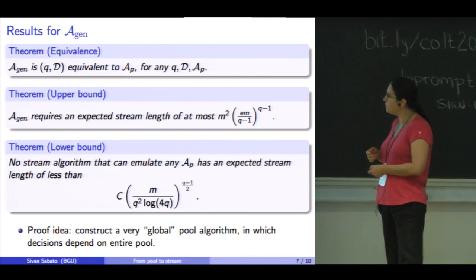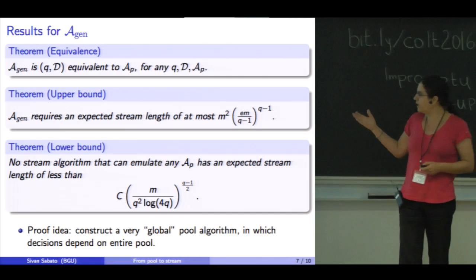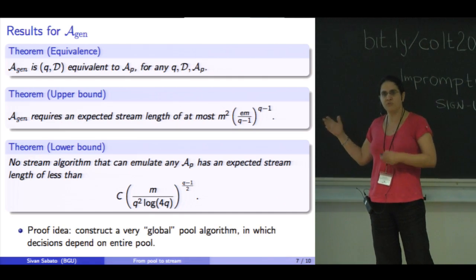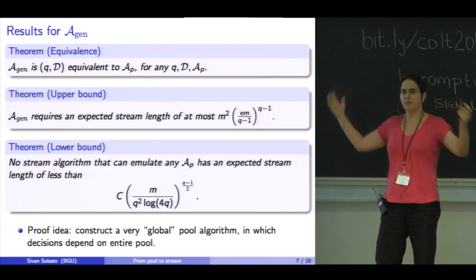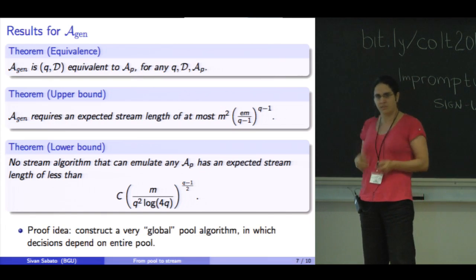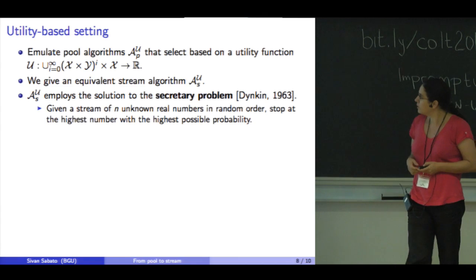The proof idea for the lower bound is that we need a pool algorithm that is very global. It's a pool algorithm that looks at the entire pool when deciding which is the next x to get.